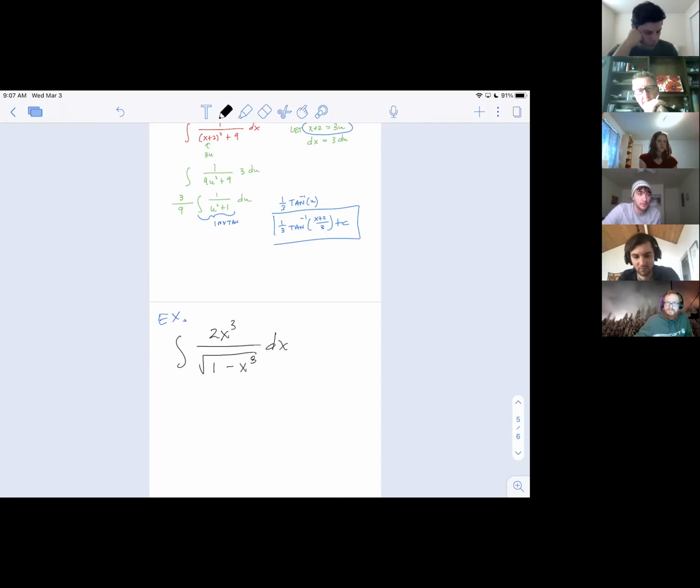That's terrifying. This is a different trigonometry one though, isn't it? Yeah. Now this is very contrived. See that 2x cubed on top? Notice it's cubed. If I switch that to anything else, this wouldn't work. This is very carefully defined. If I made that 2x to the 4th, you're not going to be able to get this right.